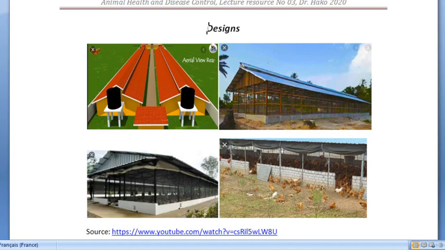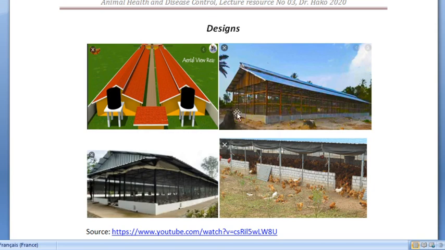Now, dear students, let's move to the designs of semi-intensive system. Here you have 4 pictures presenting two major realities. The first, poultry house design is mostly adapted to cold climate, whereas these two systems are adapted to hot climate. This is the same as here, just that here is for layers floor system and here is for broilers.